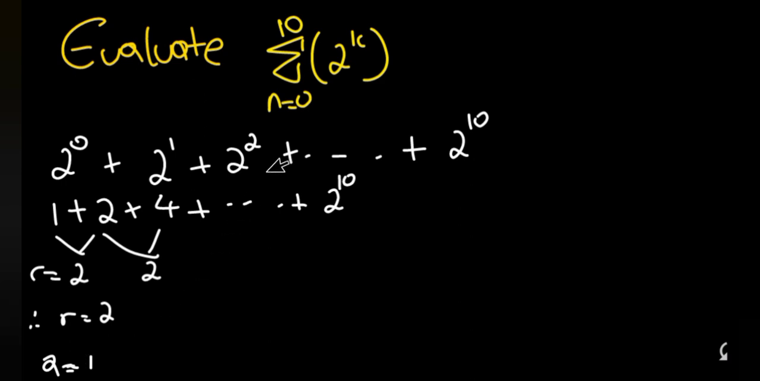But we need to know how many terms we are adding in this series, because our series is not starting from 1, it starts from n equals 0. To get how many terms you are adding, you take this number minus this number, which is 0, and add 1. So 10 minus 0 plus 1 gives 11. So 11 is the number of terms for our series.